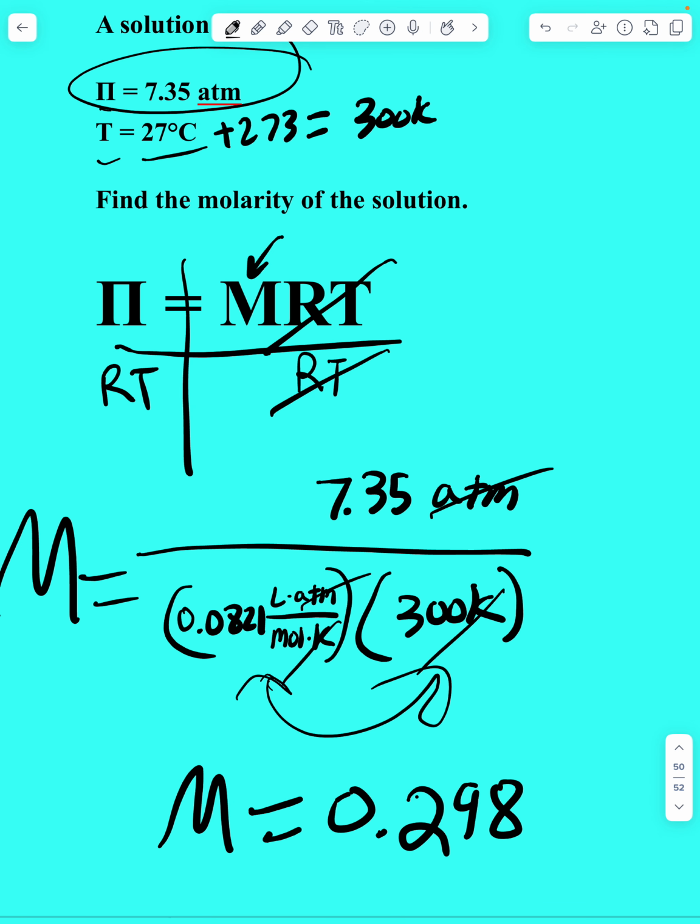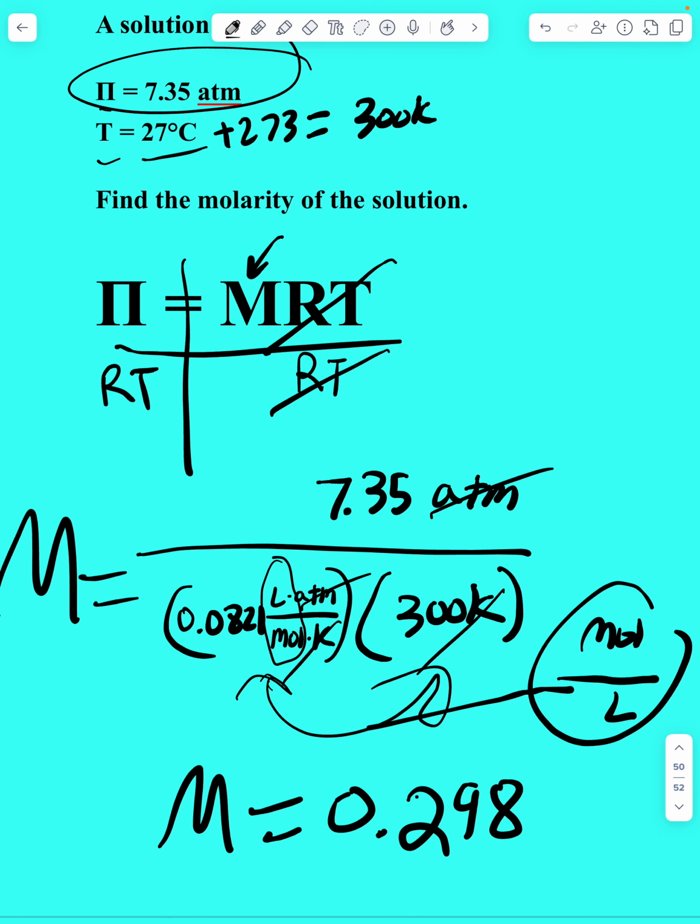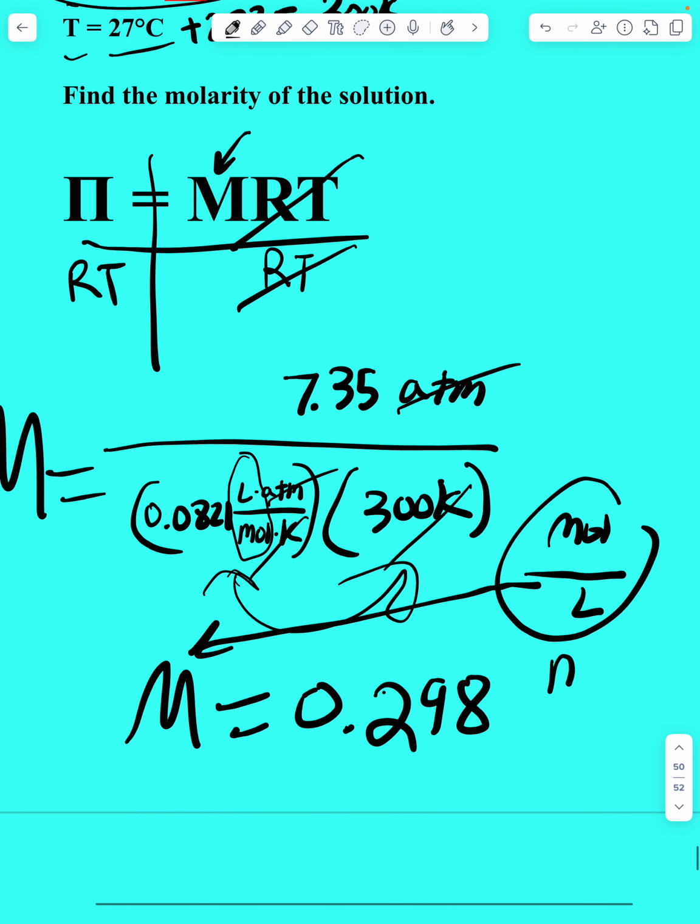But I want to be clear. You have liters over mole that didn't cancel out in the denominator. Okay? Here's the deal with that. R has liters over moles in the denominator. And since the whole R term is in the denominator of our equation, that fraction flips into moles over liter. So liters over moles becomes moles over liter, which is exactly what molarity is. Ain't that cool? So this is your final answer.